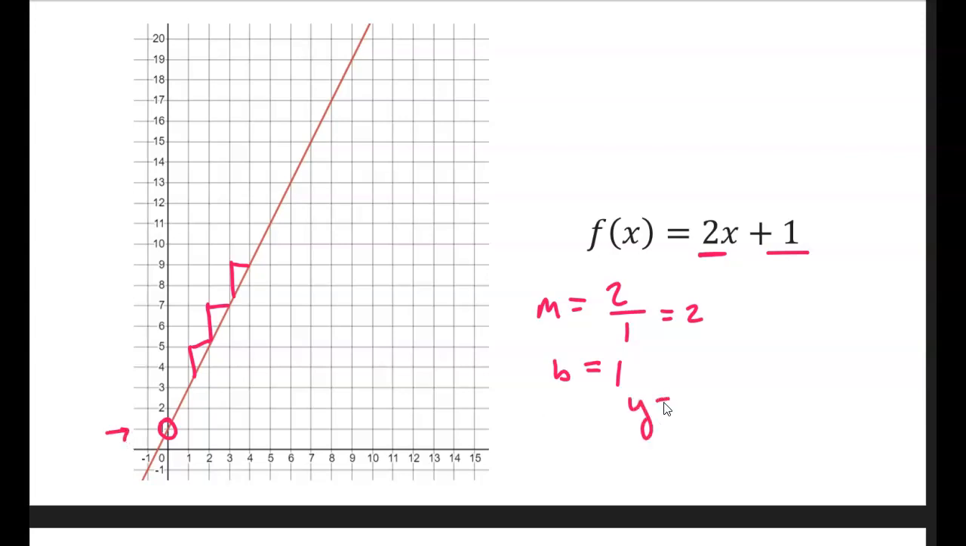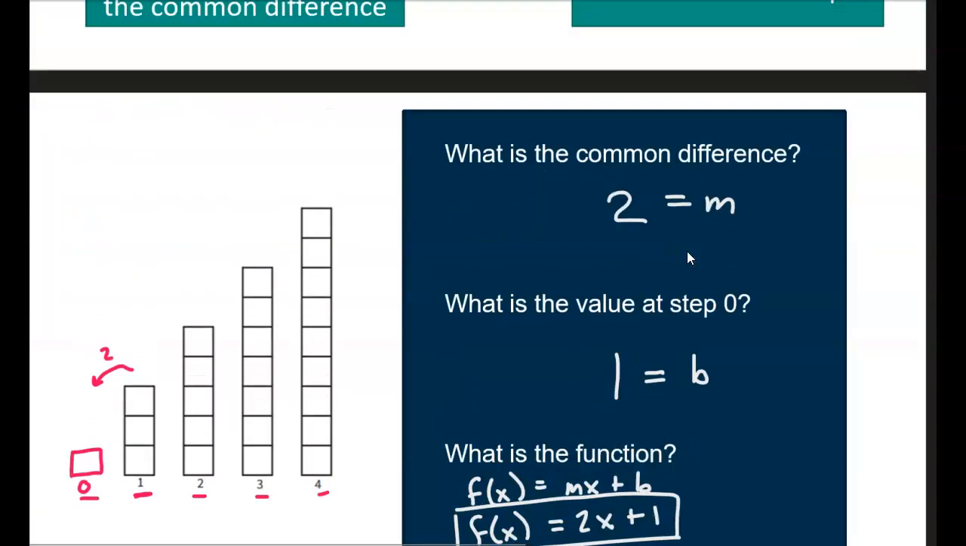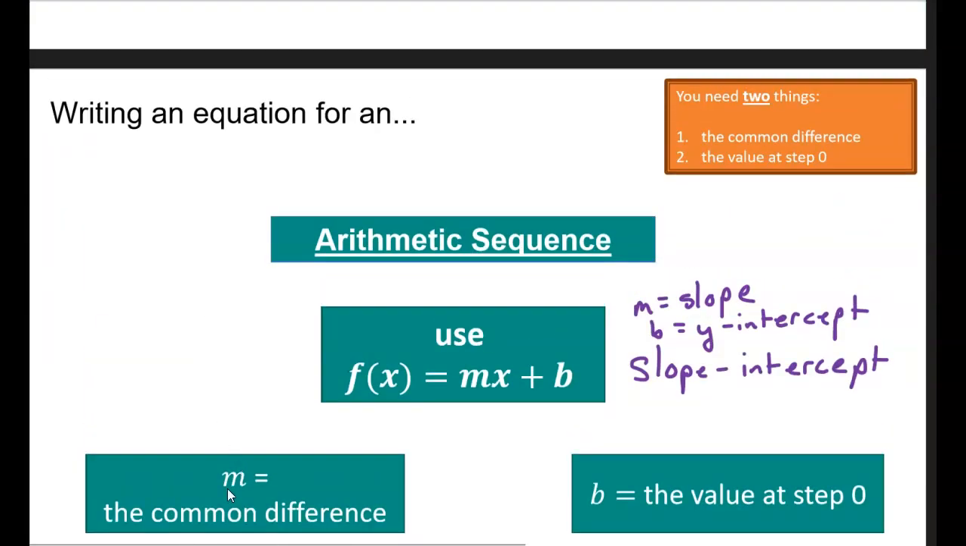So if we were to write this in slope-intercept form, it would be, what? 2x plus 1. It's the same equation. It's the same equation we came up with that little rule before. And you can see that shows us, if we scroll back up here, that the common difference, the number it's changing by each time, is the same thing as the slope. And the value at step 0 is the same thing as the y-intercept.